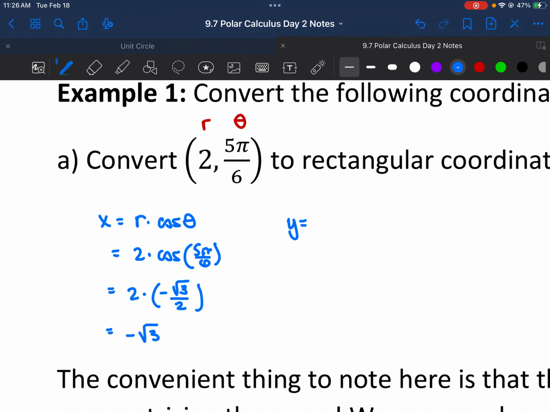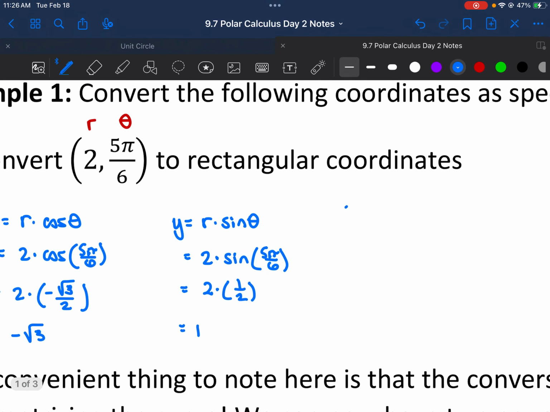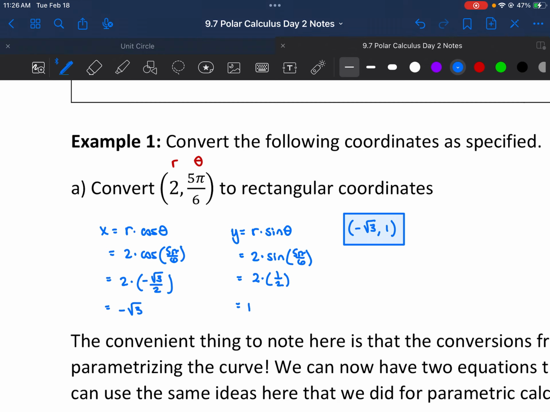To get our y coordinate, we would do r times the sine of theta. Again, r is 2. Sine of 5 pi over 6 is 1/2. 2 times 1/2 is simply 1. So our x and y coordinates would be negative root 3, 1. Okay, so that's converting polar into rectangular.